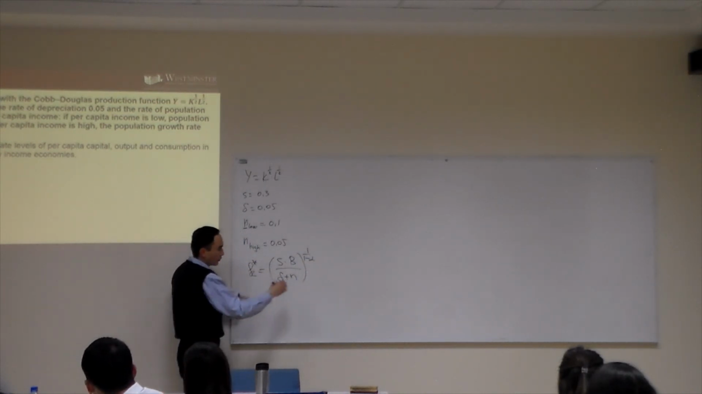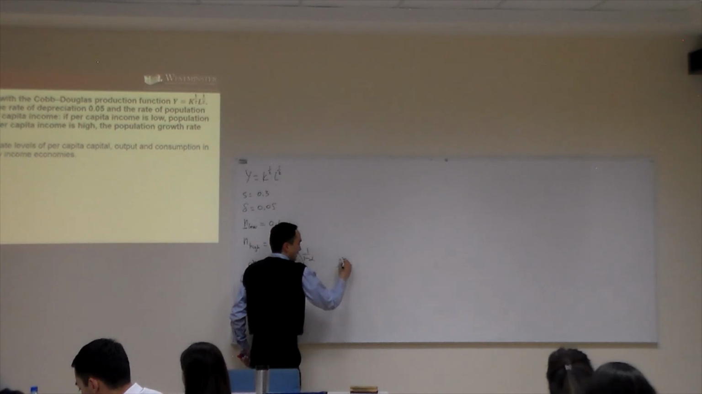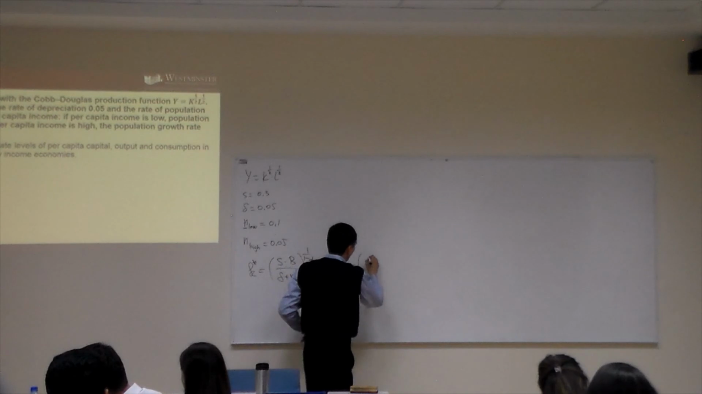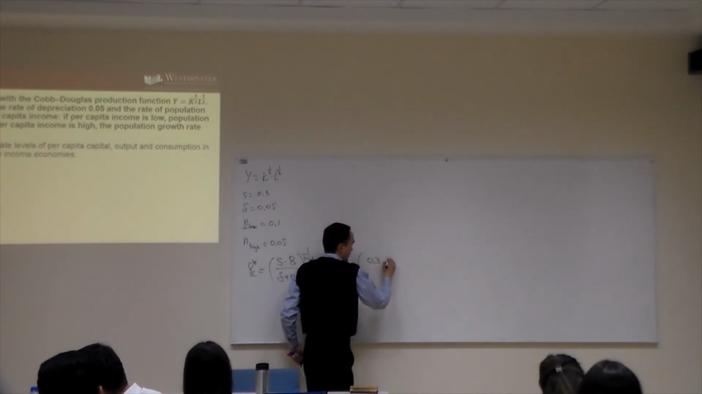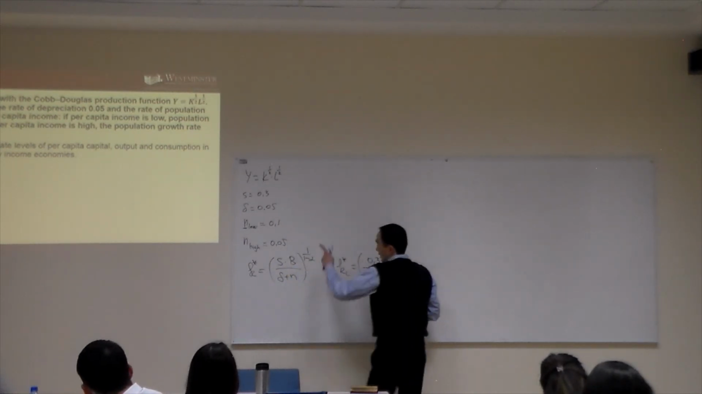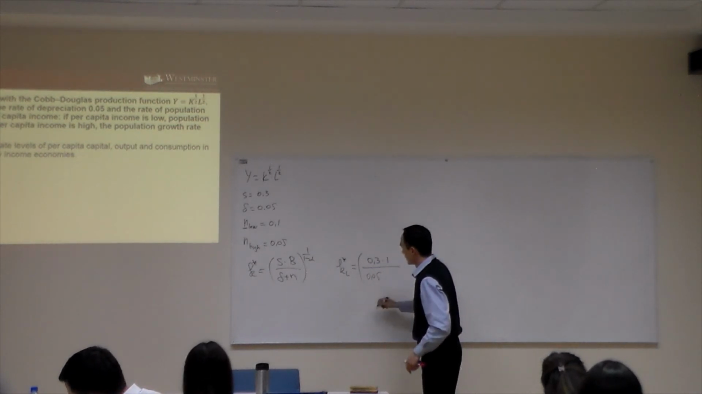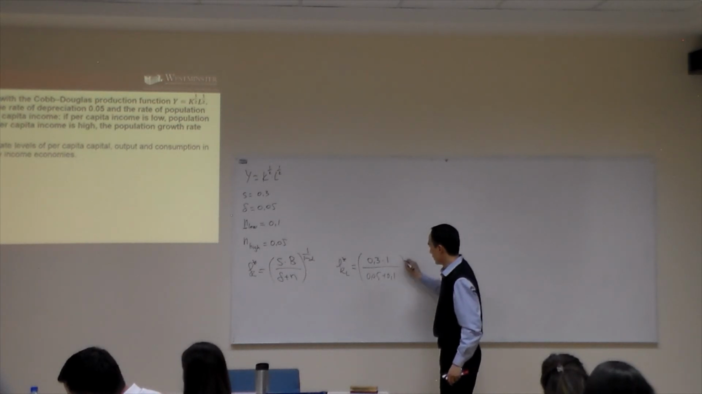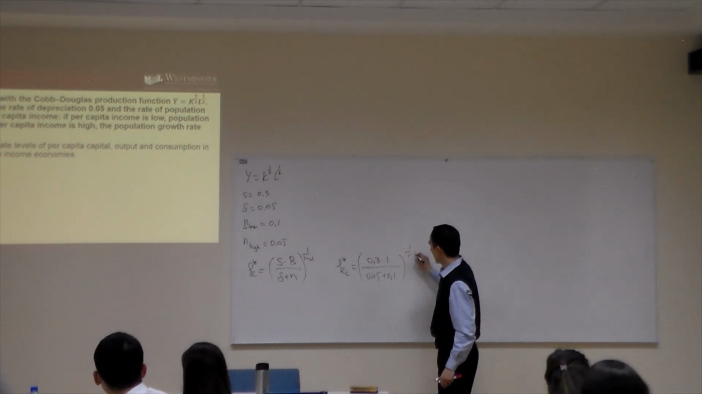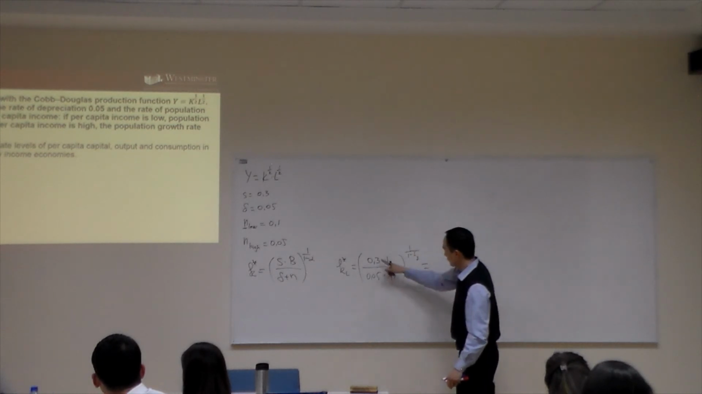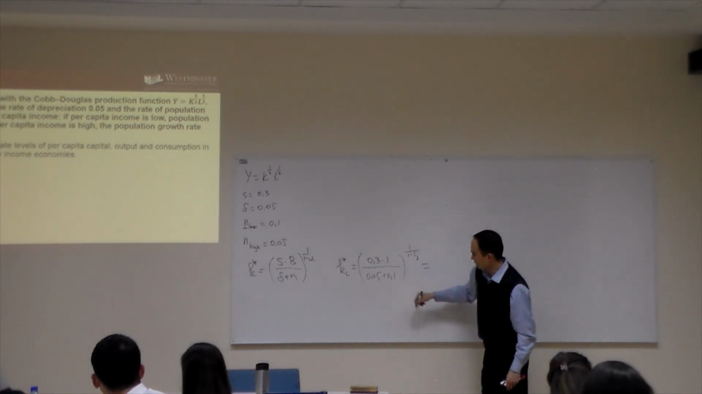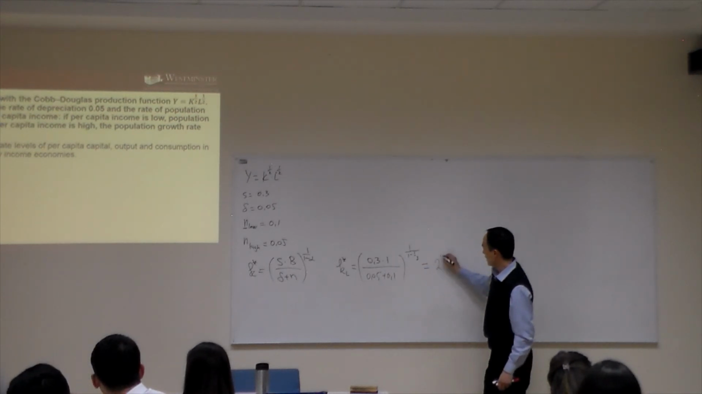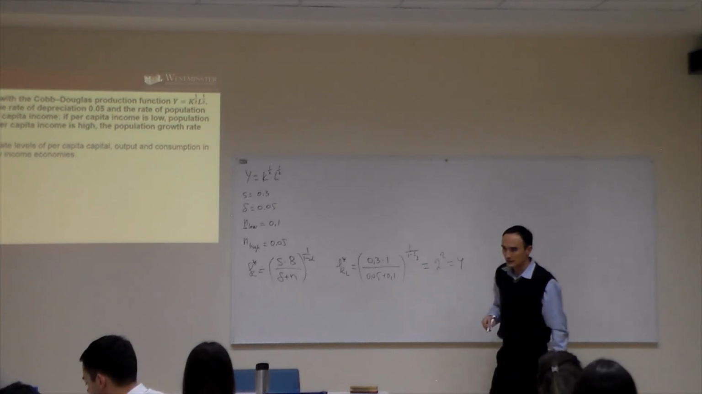If you find it for the low income country, the steady state level of capital is equal to, what is the saving rate? 30%. Technology is 1, yes? Depreciation rate is 5%. What about population growth? 10%, 0.1. To the power of 1 over 1 minus 1/2. And it will give you 2 to the power of 2, which is equal to 4, yes?